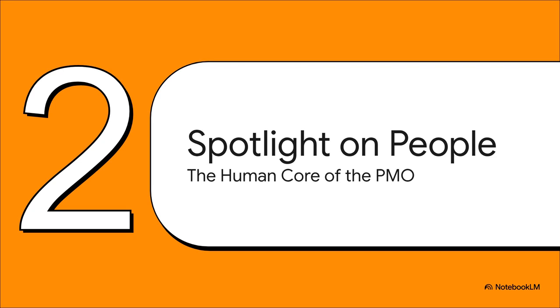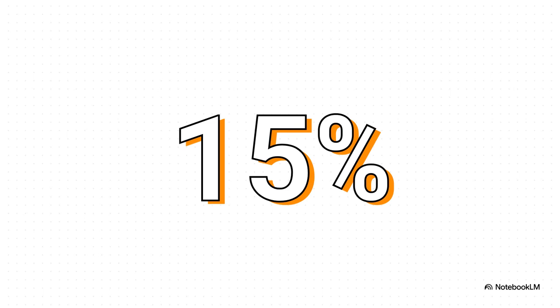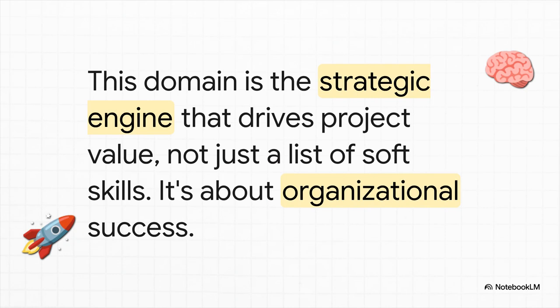All right, now that we've got the basic structure down, let's zoom in on one of the most critical parts of this new exam, the people domain. You know, this is where the real-life, human side of project management shines. And get this, it is not some tiny little piece of the pie. The people domain accounts for a full 15% of the exam. That is a massive signal from PMI. They're basically saying that getting the human element right isn't just a nice-to-have anymore. It's absolutely essential.